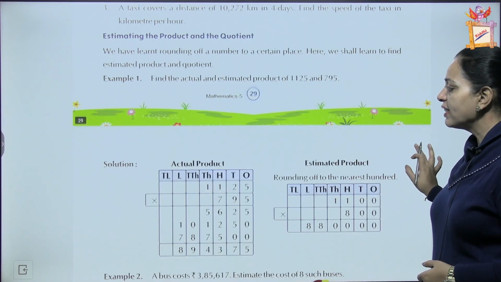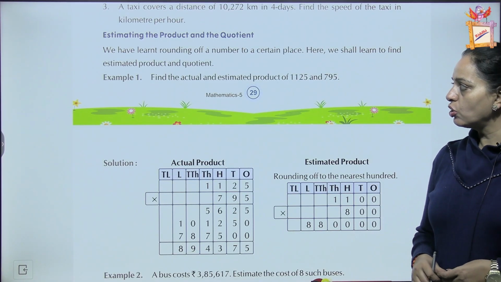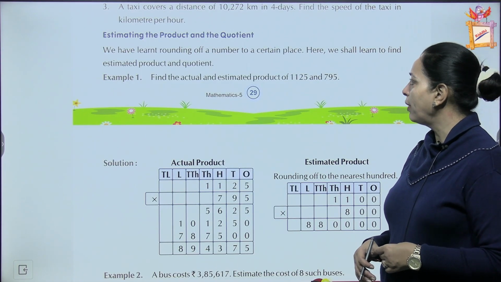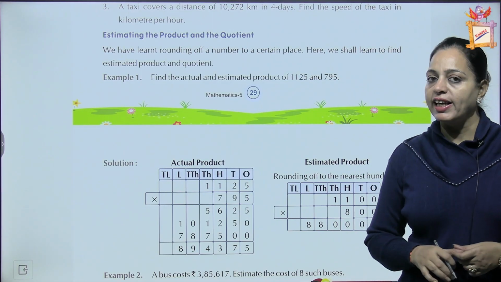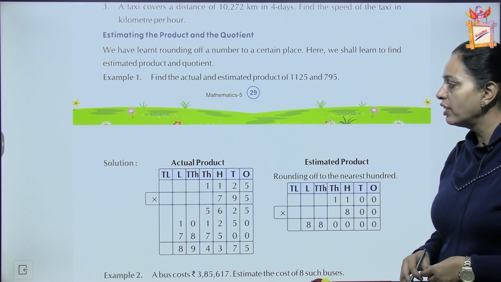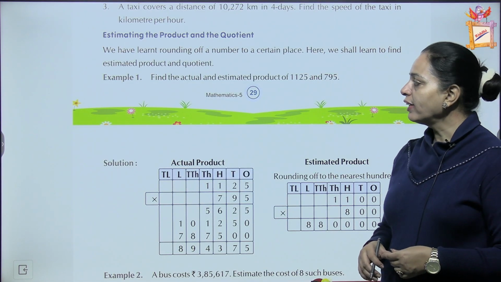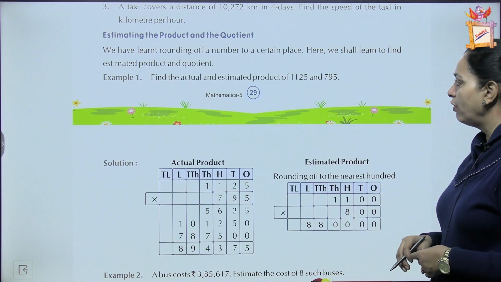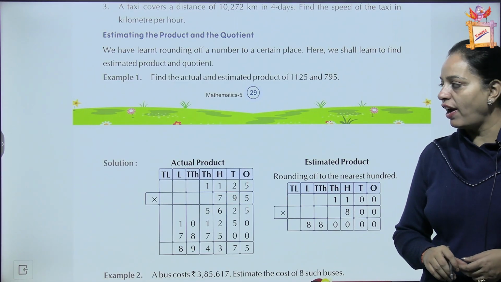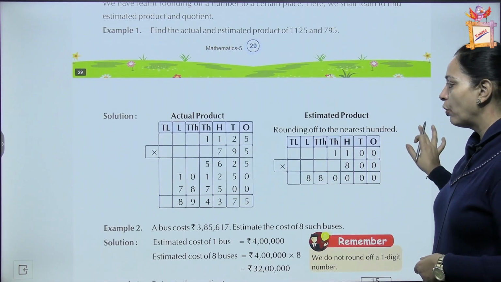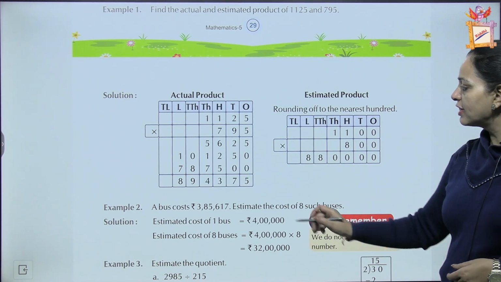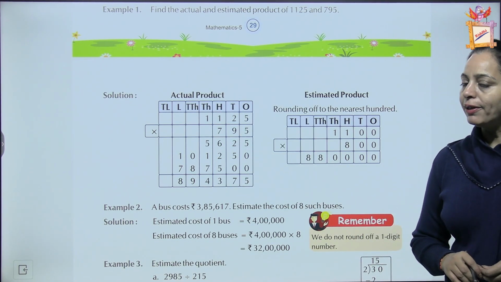Now the next is estimating the product and the quotient. We have learned rounding of a number to a certain place. Here we shall learn to find estimated product and quotient. See example 1. Find the actual and estimated product of 1,125 and 795. So first find the actual product. You know very well how to multiply these two numbers. This is the value. Now estimated product.